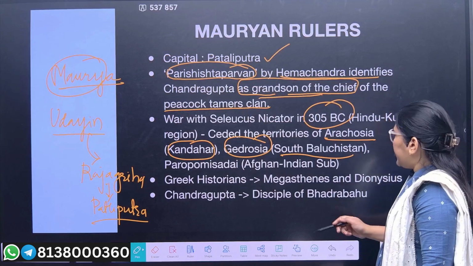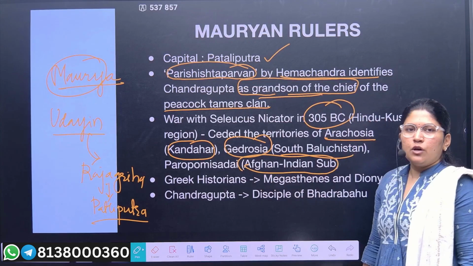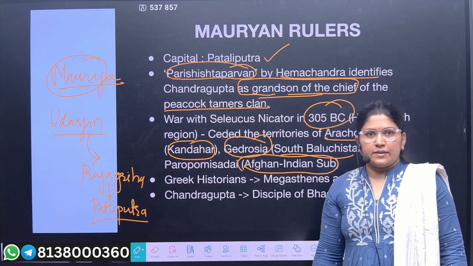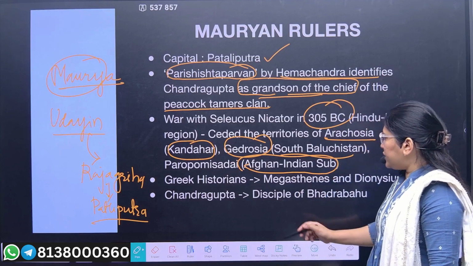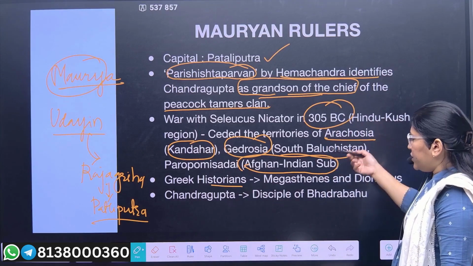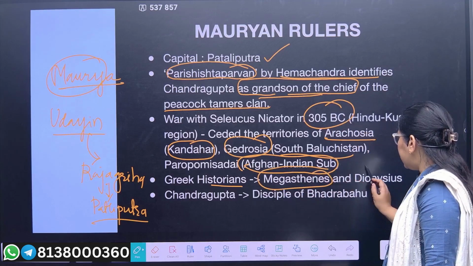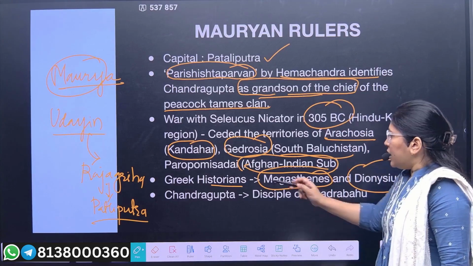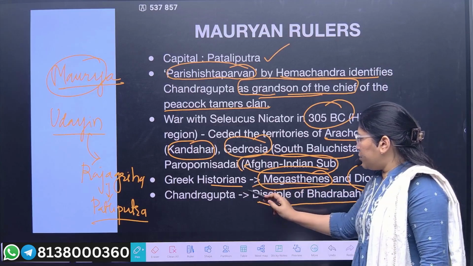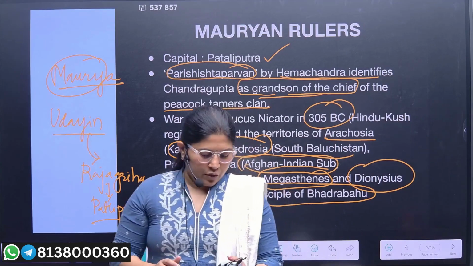And this Indian and Afghan subcontinent for the first time was acquired by an Indian king after Alexander. Here the Greek historians write about the victory of Chandragupta Maurya, and these Greek historians are Megasthenes and Dionysius. After that, Chandragupta is also the disciple of Bhadrabahu.